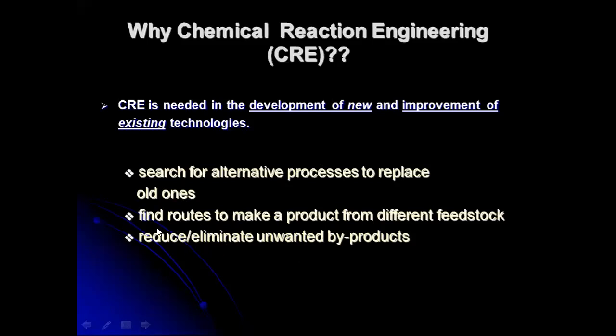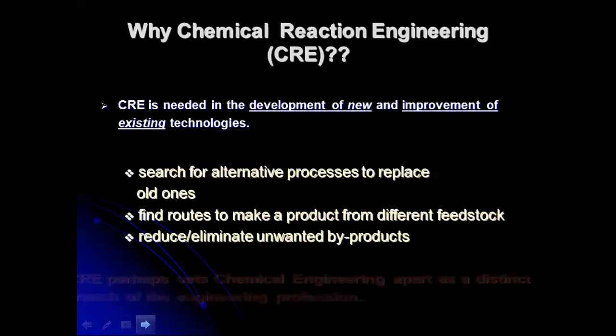So in CRE, we find ways on how to produce the product from different raw materials. Then this is very, very important. When we speak of economics, there's a need for us to reduce and eliminate unwanted byproducts, because the more unwanted byproducts are present in our set of products after the chemical treatment steps, the more unit operation processes you need to subject this final set of products to. So that would entail cost, and that we don't want, of course, to happen.